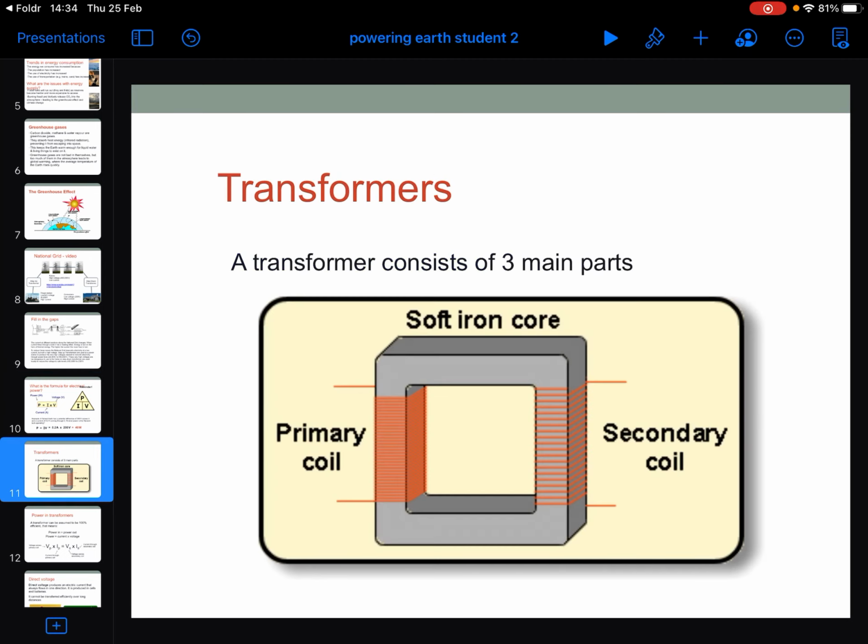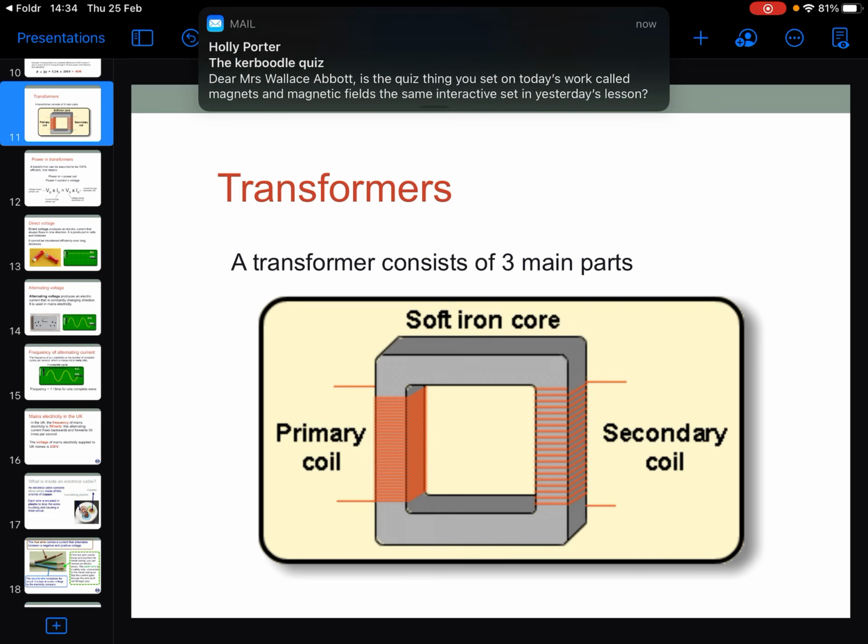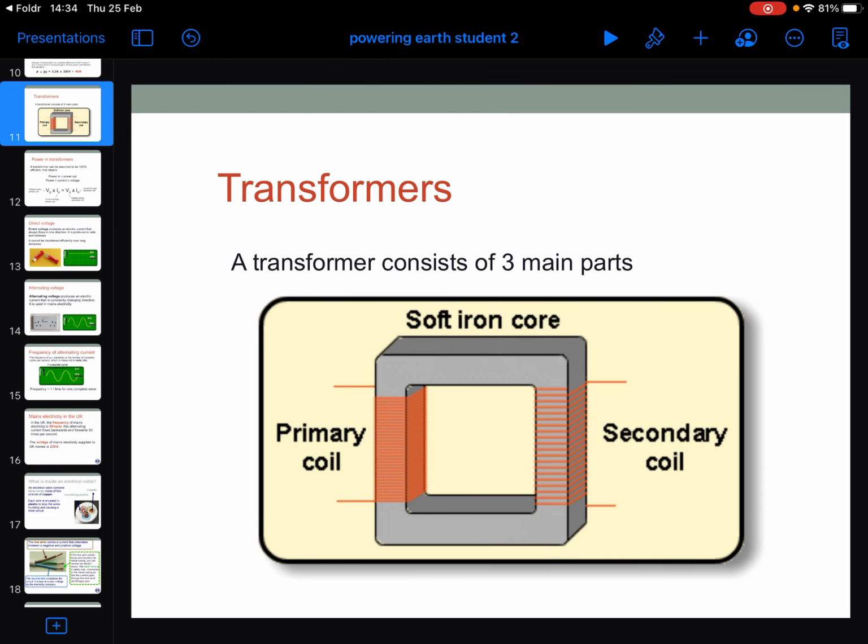Now this is useful when we look at transformers. So we briefly mentioned step up and step down transformers there, and this is where we use them. They consist of a primary coil on the left hand side, wrapped around this soft iron core, and a secondary coil on the right hand side. The primary coil is where the electricity is inputted, and the secondary coil is where the electricity is outputted.